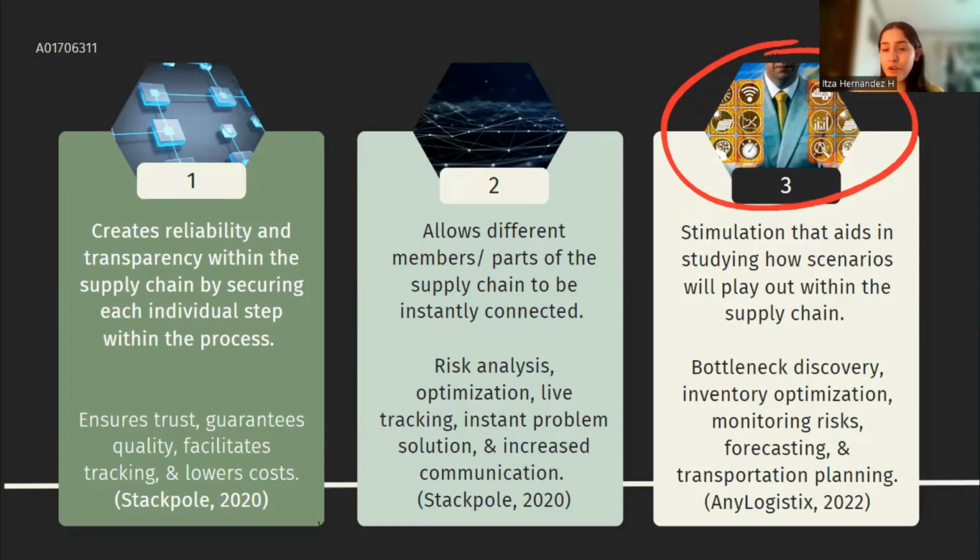Now, this third technology is what I recommend most to Horizon Tech, considering that Horizon Tech at this moment does not produce at mass scale, and they are at the beginning stages of creating a supply chain for international purposes. By having a digital twin, Horizon Tech can identify possible bottlenecks, what routes would be best for resource optimization, how to avoid risks, and how to properly plan their future transportation.